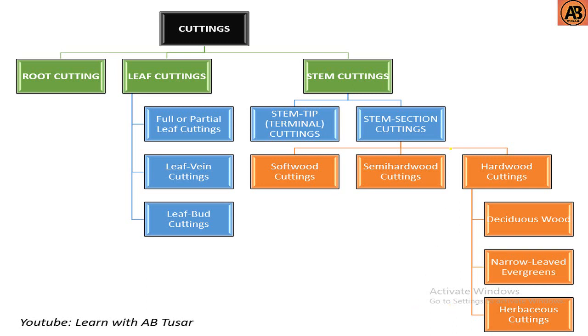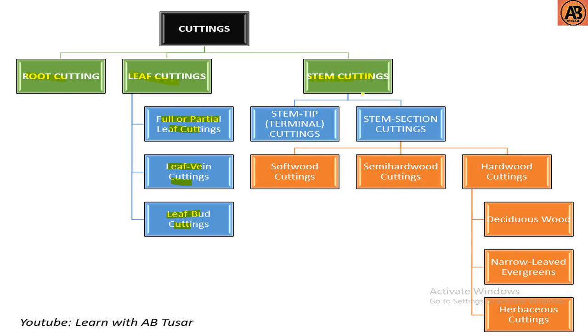So here we can see the classification or types of cuttings. There are mainly three types of cuttings: root cutting, leaf cutting and stem cutting. Leaf cutting is then classified into three parts: full or partial leaf cuttings, leaf vein cuttings and leaf bud cuttings. Then stem cuttings.